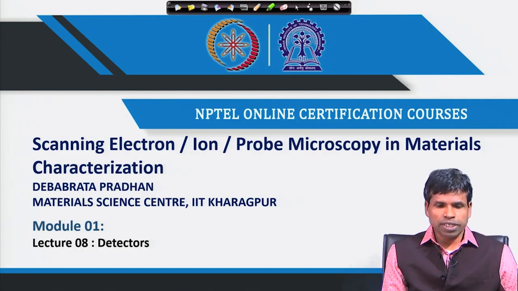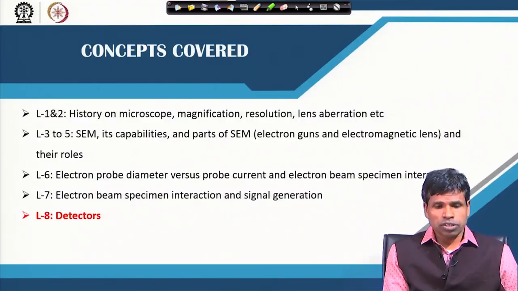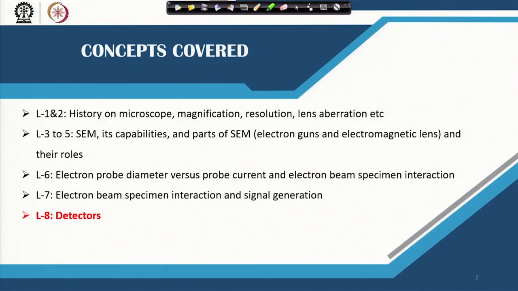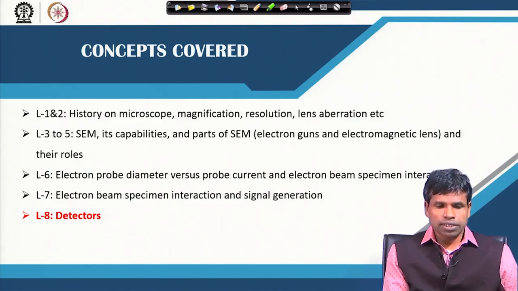Welcome back to our NPTEL course on scanning electron ion probe microscopy in material characterization. So far we have discussed some of the major parts of the scanning electron microscope, including the electron guns and electromagnetic lenses and their roles. We have discussed different types of electron guns used in the scanning electron microscope, and how electromagnetic lenses such as the condenser lens and objective lens are used to condense the electron beam and focus it on the specimen surface, particularly the different types of objective lens.